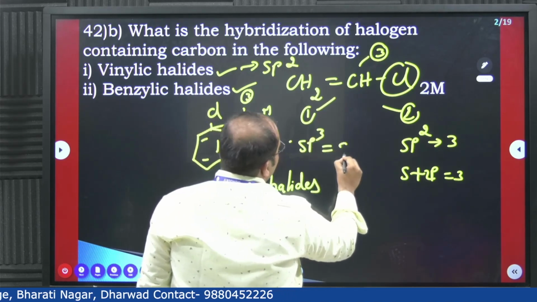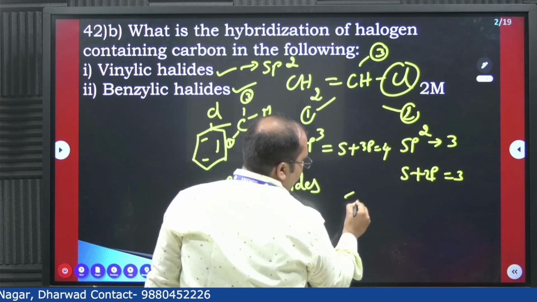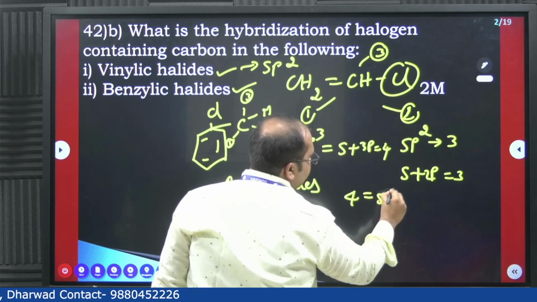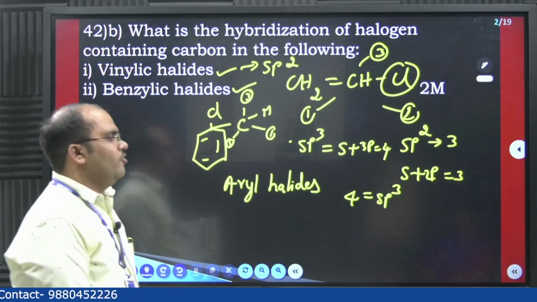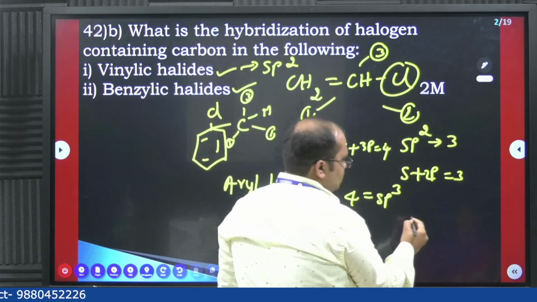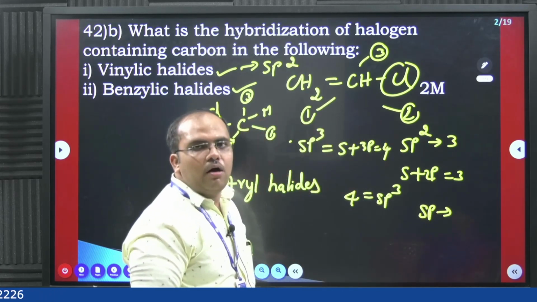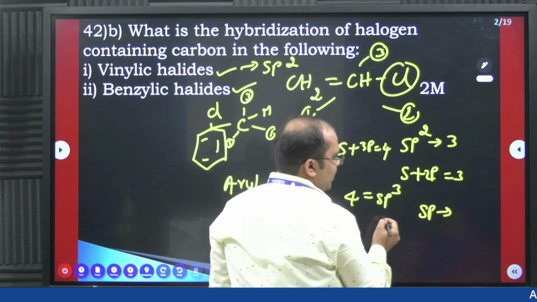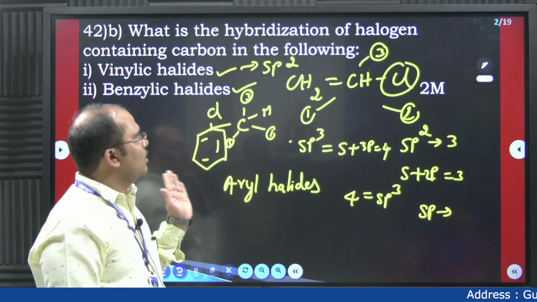That is sp3, 1s plus 3p, which equals 4. 4 resembles the sp3 hybridization. So my dear all, you have to be very clear about sp2, sp3 and sp. These three hybridizations happen according to the number of atoms attached to each carbon atom.